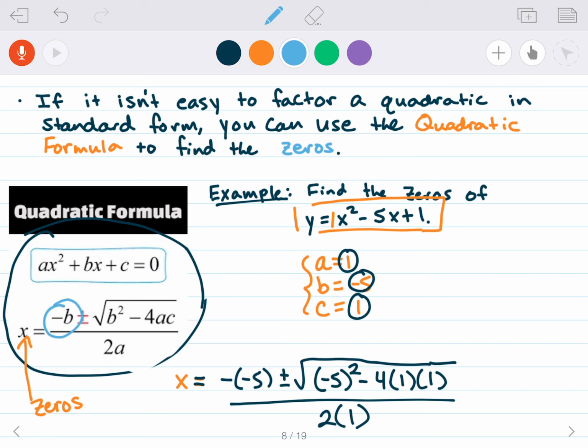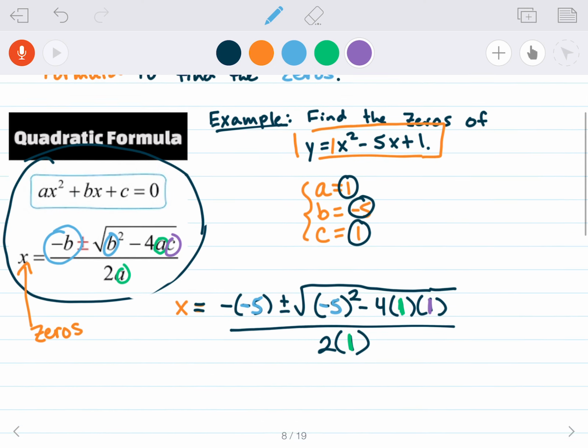So let me do this. Let's do b's in blue, a's in green, and c in purple. I'm just going to show you where I plugged everything into the formula. So here's my b in blue, my a in green, and we have an a on the bottom as well. And then my c is in purple. So I just plugged in those numbers for the letters in the formula.